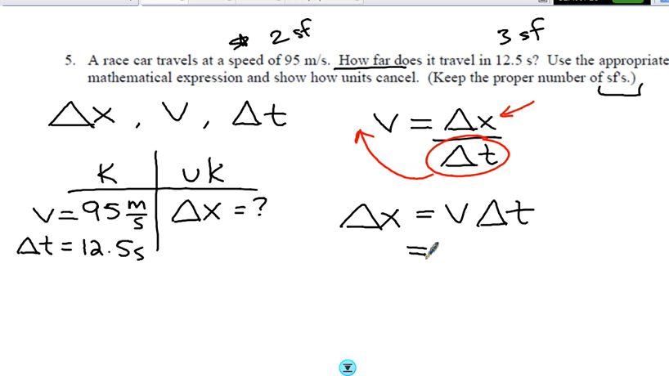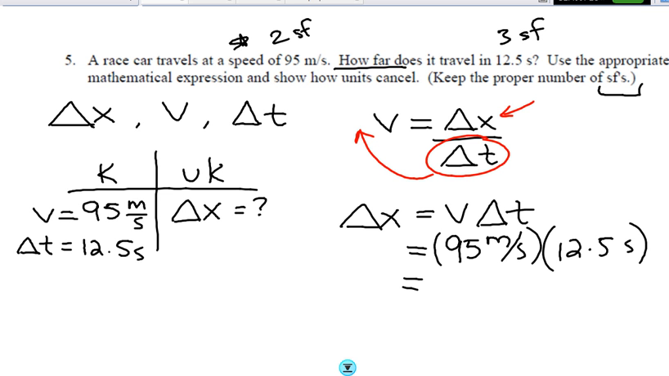So to solve this problem now, we're just plugging in, substituting in the values, 95 meters per second in for the velocity, and 12.5 seconds for the time. So according to the calculator, we get 1,187.5, and the units work out where the seconds cancel and you're left with meters. So that is, according to the calculator, the correct answer.